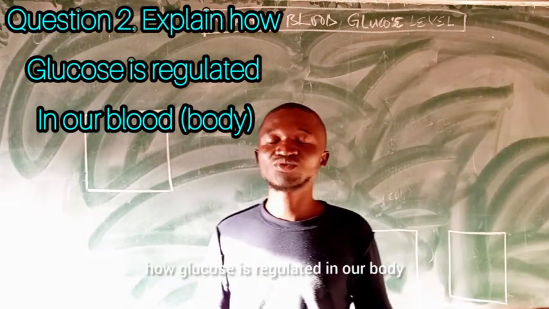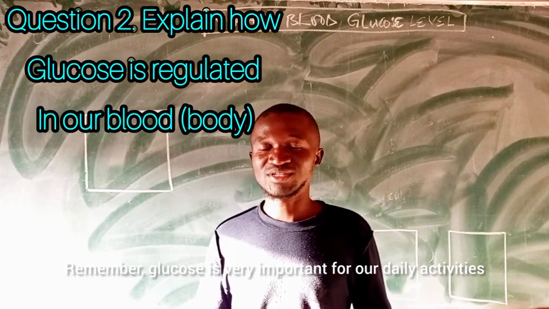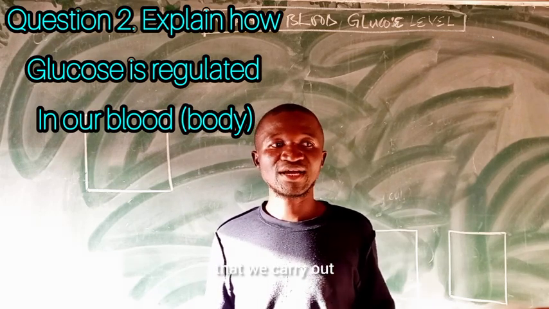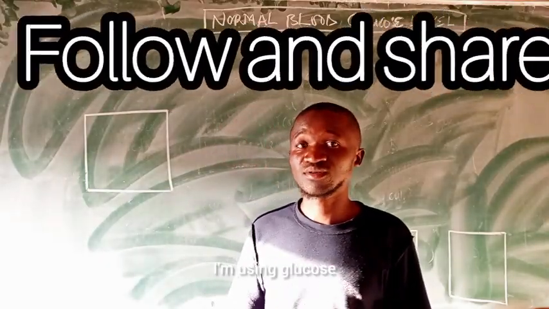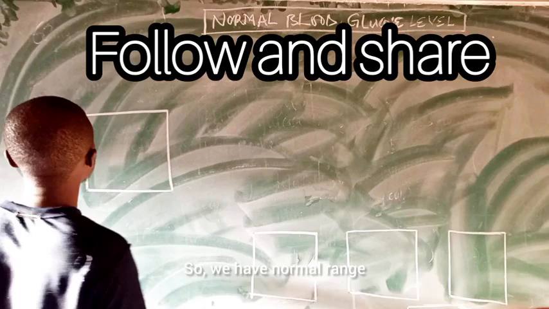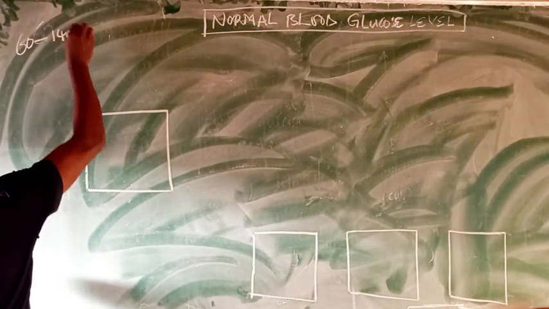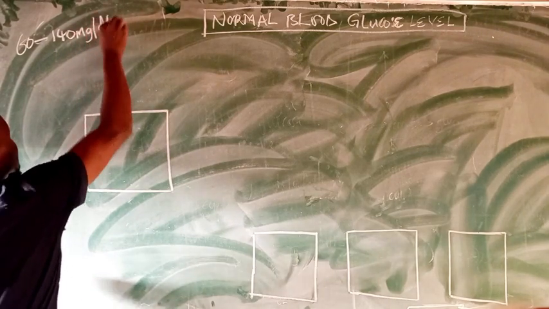We are going to look at how glucose is regulated in our body. Remember, glucose is very important for our daily activities. It gives us the energy that we carry out what we are doing. Presently, what I'm doing, I'm using glucose. So, we have a normal range, which ranges from 60 to 140 milligram per deciliter.